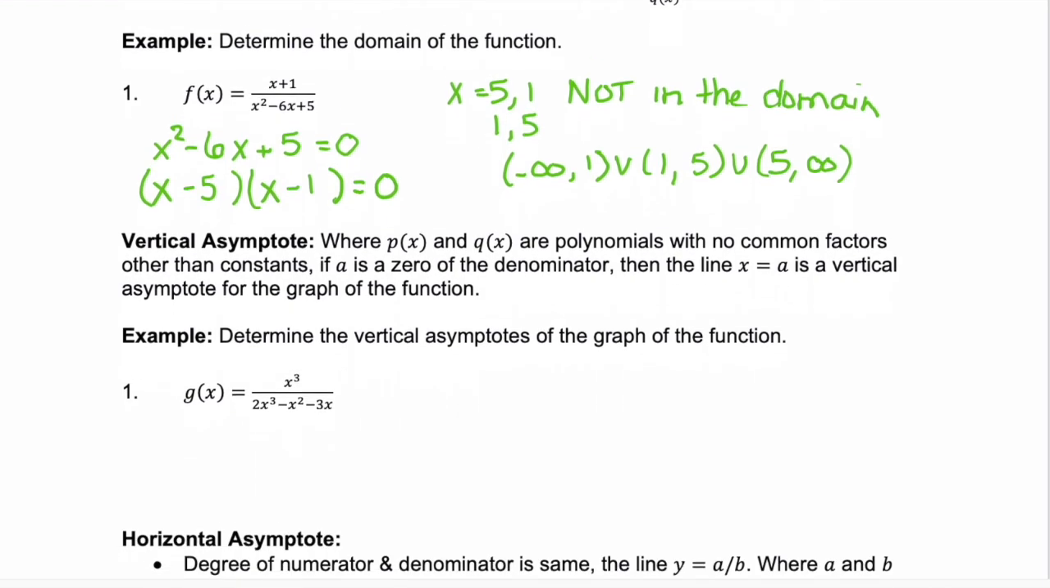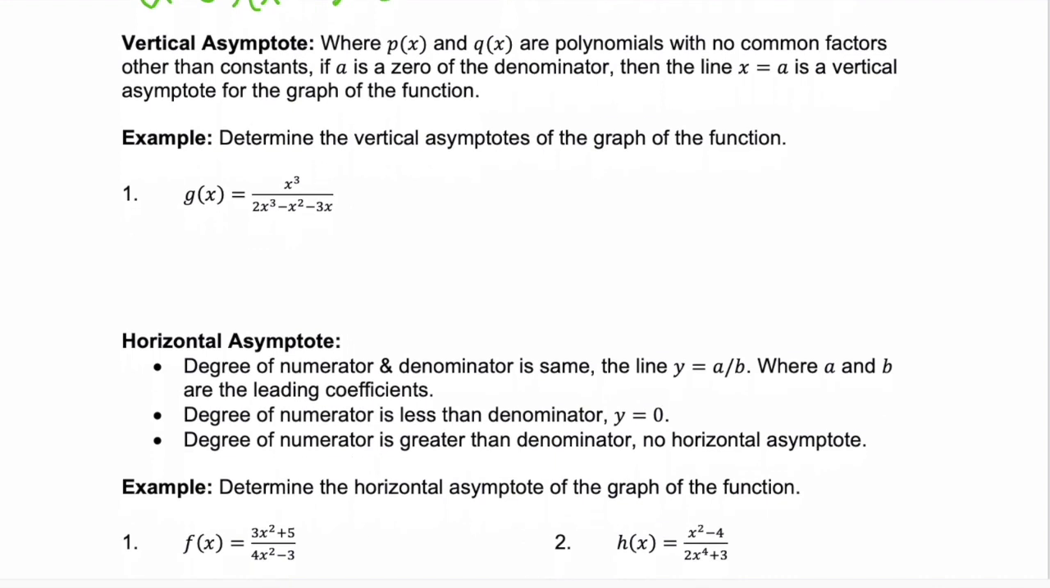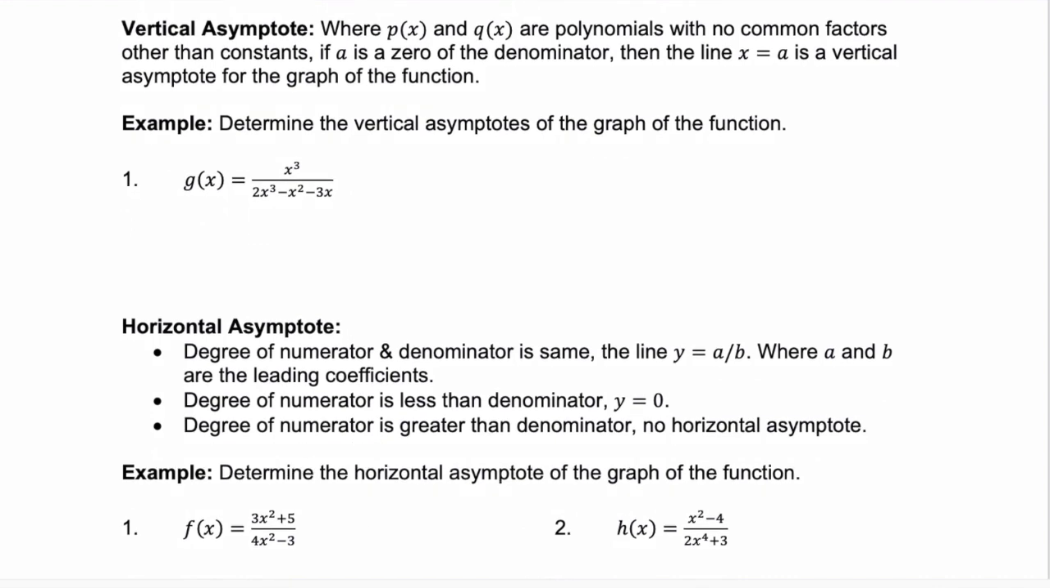Now, another thing that's really helpful with rational functions are the asymptotes. Asymptotes are lines that a function approaches but never touches. And a vertical asymptote would be that vertical line that the graph is going to approach, and a horizontal asymptote would be a horizontal line.